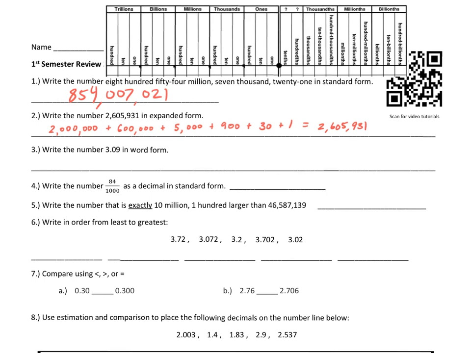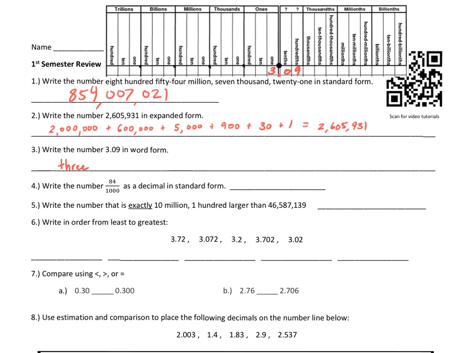Question number 3 says write the number 3.09 in word form. I'm going to write that up in my chart, 3.09. When we are writing numbers or saying numbers in word form, we're going to read all of our whole numbers first. And of course, just as we would normally read whole numbers, after each set of 3 digits, we will read the correct place value that goes along with that period of numbers. But in this case, I only have the number 3, so I'm just going to write it out, 3.